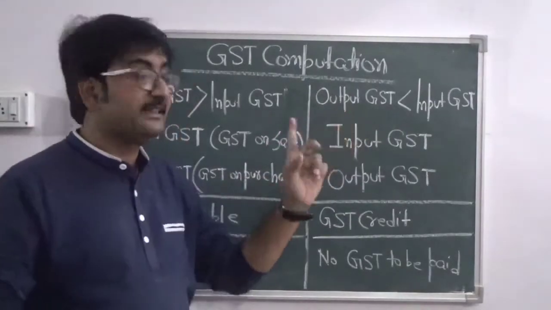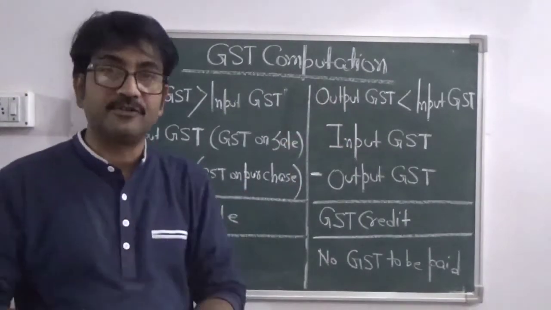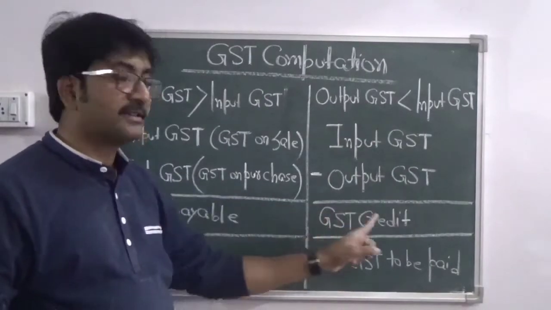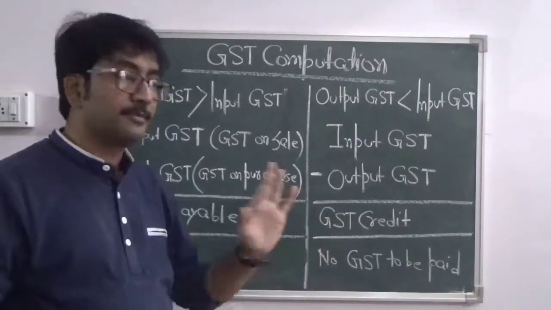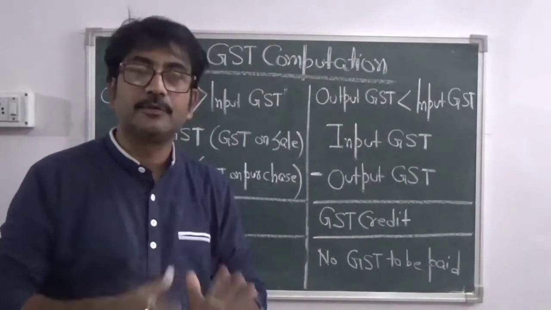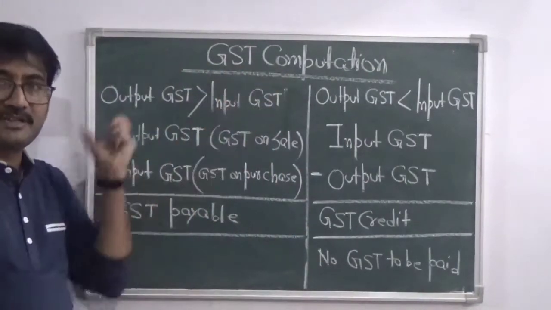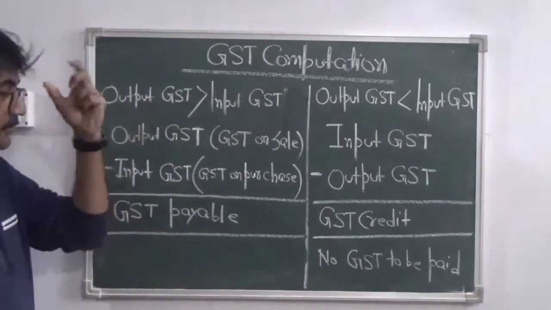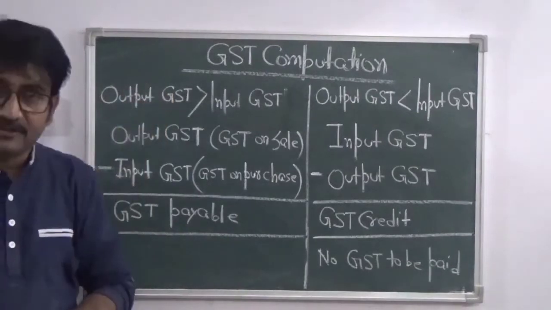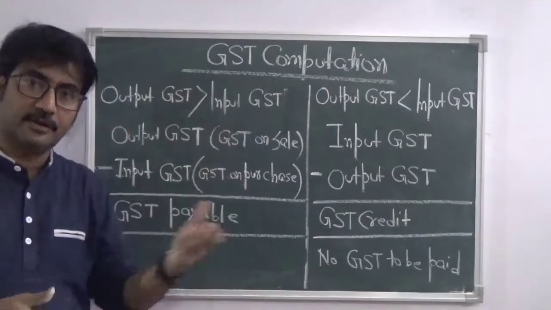If output GST is less than input GST, that means tax collected is less than tax paid. In that case, input GST minus output GST is the GST credit and no GST is to be paid. So in this case, if the output GST is less than input GST, you don't have to pay any GST. So this is how we calculate the GST. Basically this is the one which we follow. When the output GST, the tax collected, is greater than the tax paid, the difference of these two is paid as the GST to the government, right?